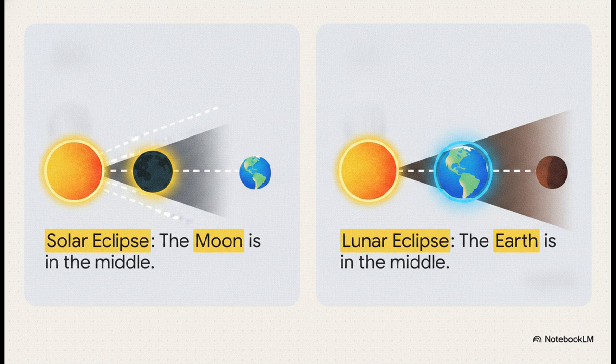Now, here's a classic exam trap, and I don't want you falling for it. You absolutely have to know which celestial body is the one doing the blocking. In a solar eclipse, the moon is the middleman, blocking the sun from reaching Earth. But in a lunar eclipse, the Earth is in the middle, blocking the sun's light from reaching the moon, which makes the moon fall into shadow. The easiest trick? Just memorize the middleman. Moon in the middle, solar eclipse. Earth in the middle, lunar eclipse.